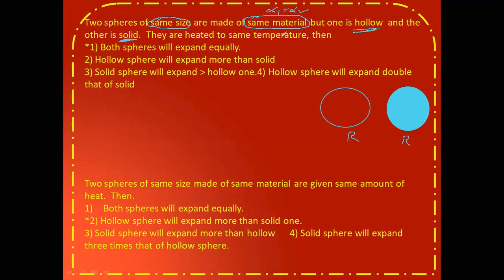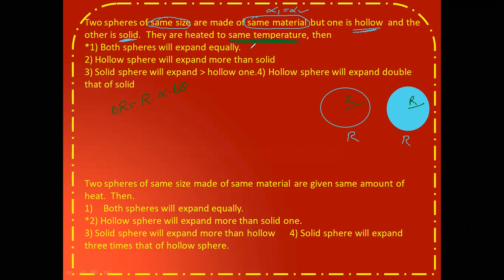Now, if they are heated to the same temperature, that is the key point to solve this problem. When they rise to the same temperature, the expansion is the same, because they said the same material. Suppose r is the radius, and this also has radius r. What is the formula for delta r? Delta r is equal to r into alpha into delta theta.